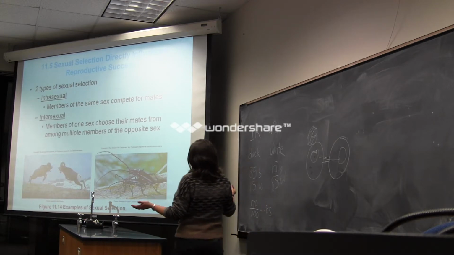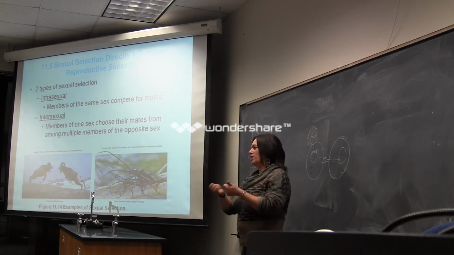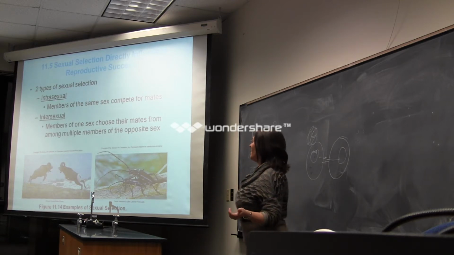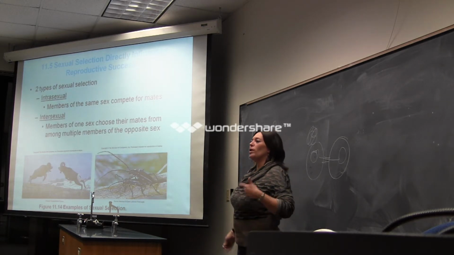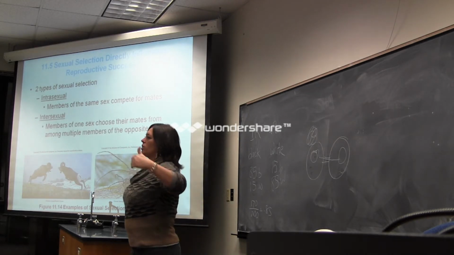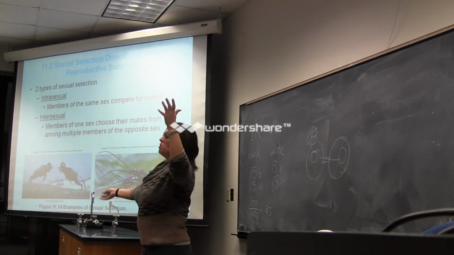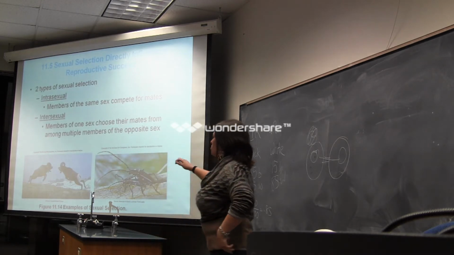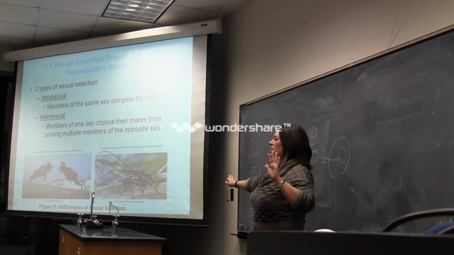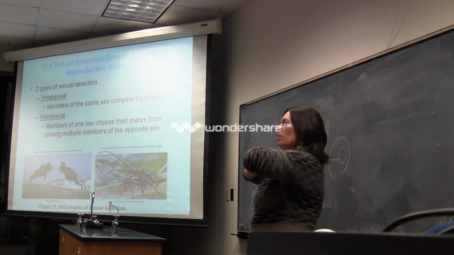And so here, the bugs are getting it on, right? You've got a male bug and a female bug, they chose each other and now they're mating. That is intersexual. Intra means within the same species, and inter means, I forget, but it means between two different sources. So male to female is inter, and male on male or female on female is intra.